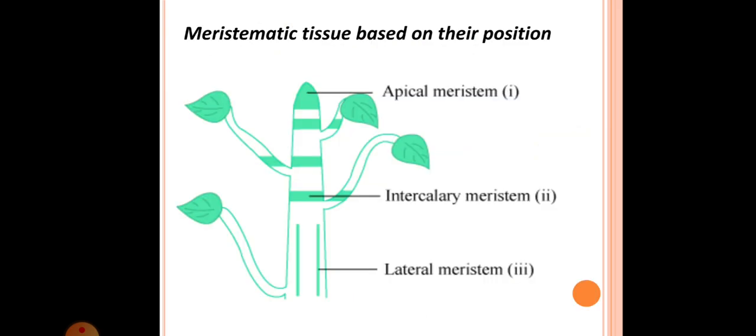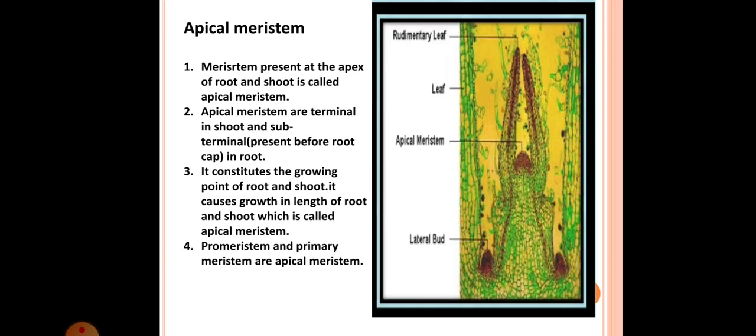Then next, meristematic tissues based on their position. On the basis of their position in the plant body, the meristems are classified into three categories, such as apical meristem, intercalary meristem, and lateral meristem. So this is the classification of meristem based on their position. Then first we'll see the apical meristem.